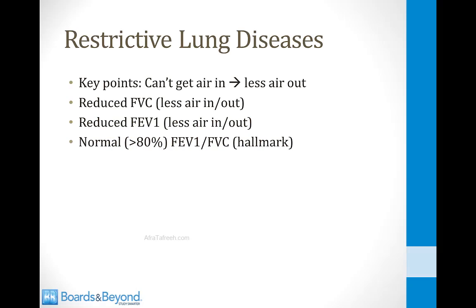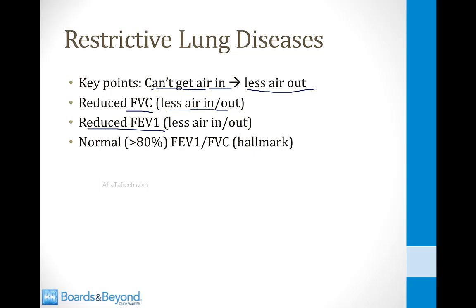So the primary problem in patients with restrictive lung disease is that they can't get air into their lungs. This means they're going to push less air out with each breath, but it's not that there's a problem with the mechanics of getting air out, it's just that they've brought less in, so necessarily less goes out. This means they'll have a reduced forced vital capacity, again because less air was brought in so less goes out, and they'll have a reduced forced expiratory volume in 1 second for the same reason.